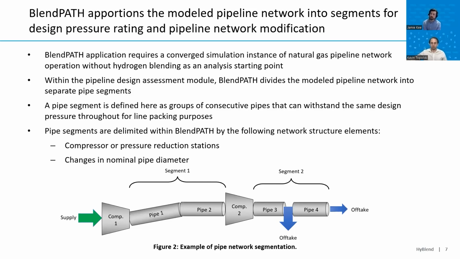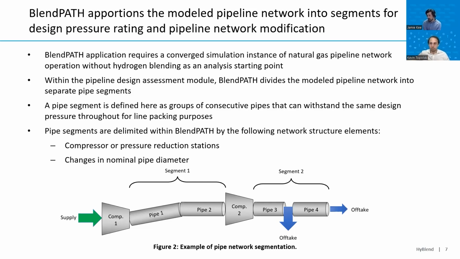same level. Within the pipeline design assessment module, BlendPATH then divides the model pipeline network into separate pipe segments. What we define as a pipe segment is a group of consecutive pipes that can withstand the same design pressure throughout. One reason for that is line packing purposes. A pipe segment can be delimited by a various number of features. Some of them are compressors, pressure reduction stations, or changes in nominal diameter.